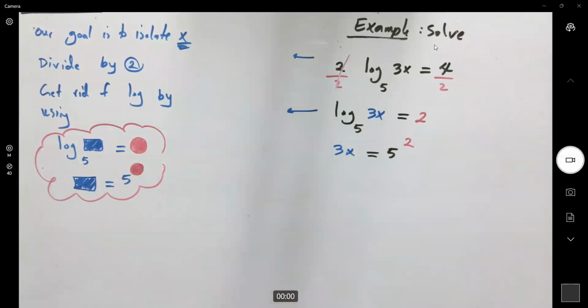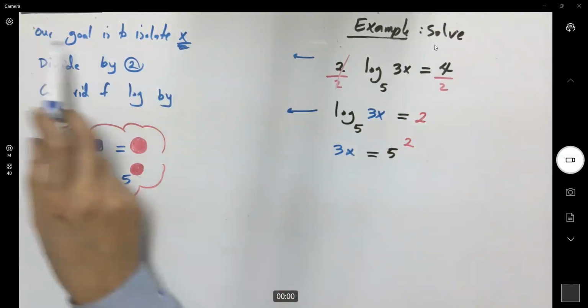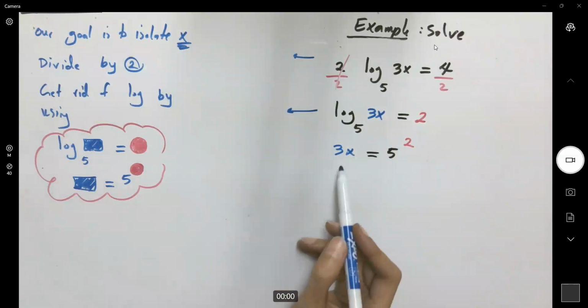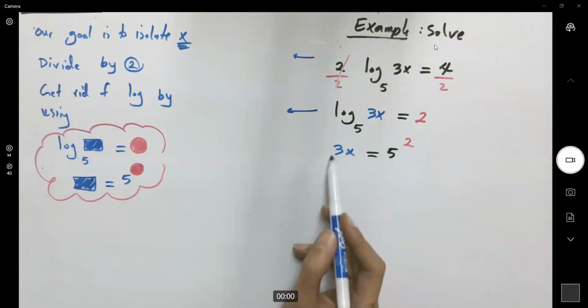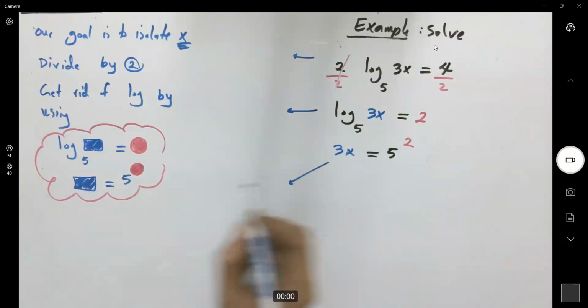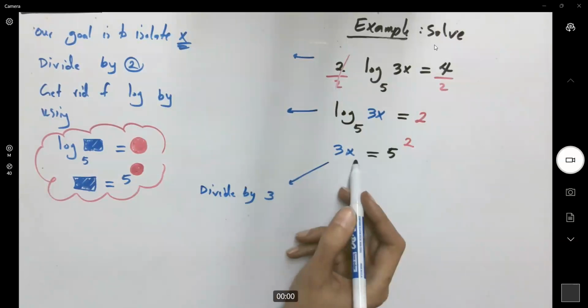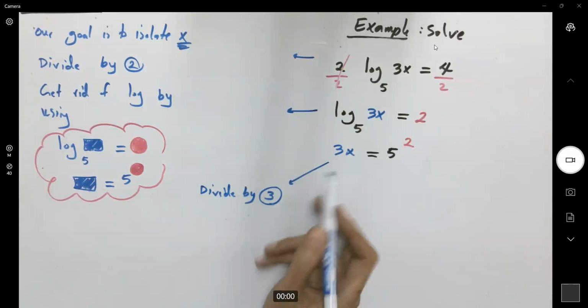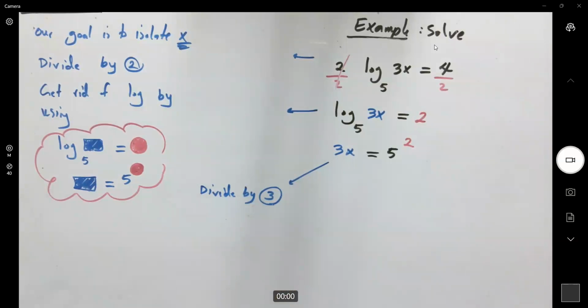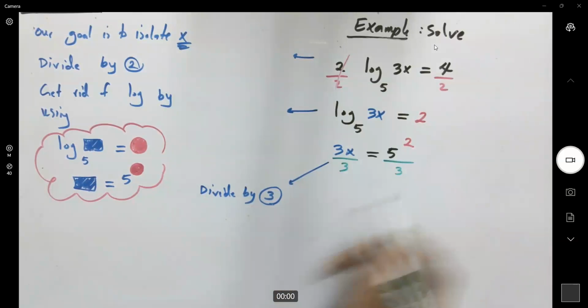Okay, what's next? My whole goal is to isolate x. Always write down what your goal is. I try to isolate x, but I have a 3 in front of it. Divide by 3. 3 is multiplied by x, and the opposite operation is division. So divide by 3 on both sides.